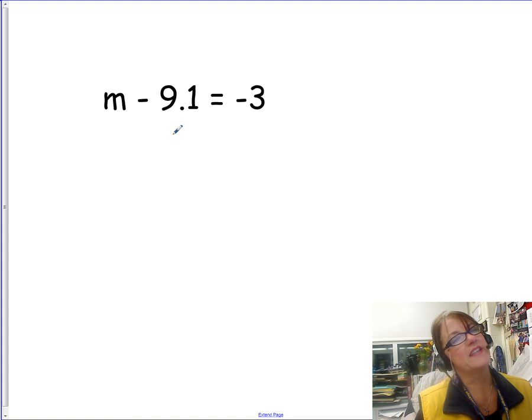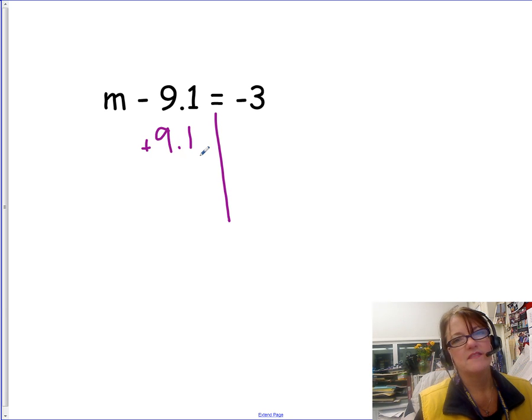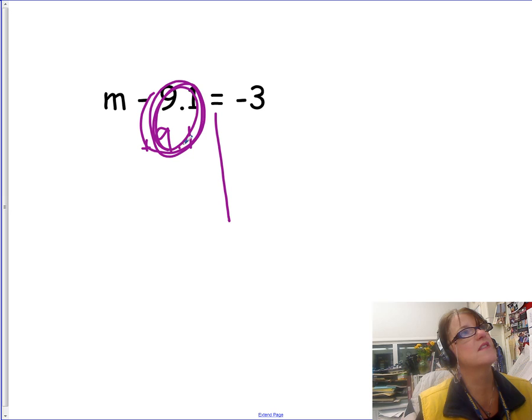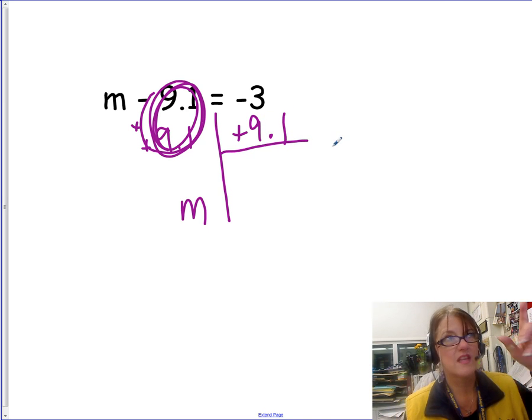This time I'm subtracting 9.1. Oops, put that bar in there. All right, so I want to add 9 and 1/10 because then these are opposites. They go to 0, and M plus 0 is M. Add 9 and 1/10 here. Okay, now careful because that 3 is negative.